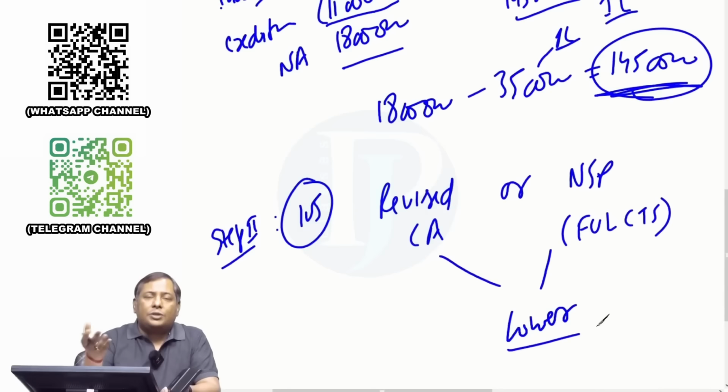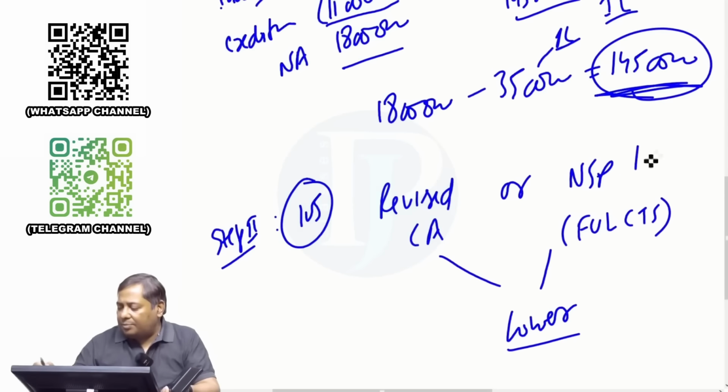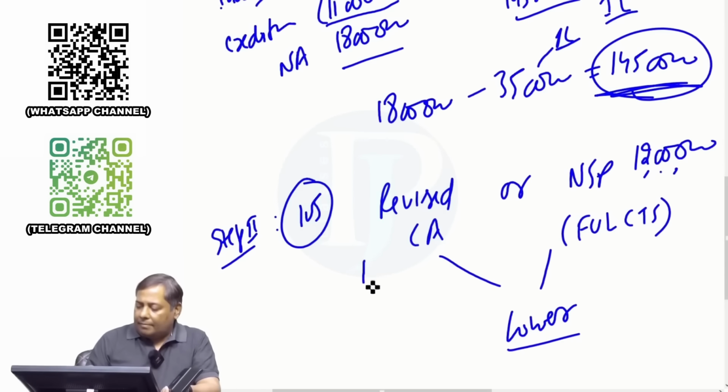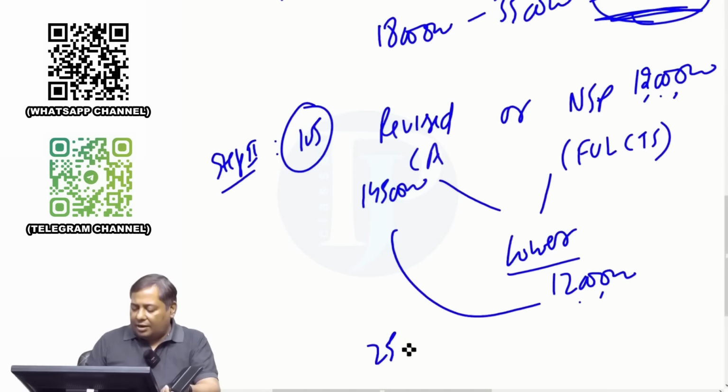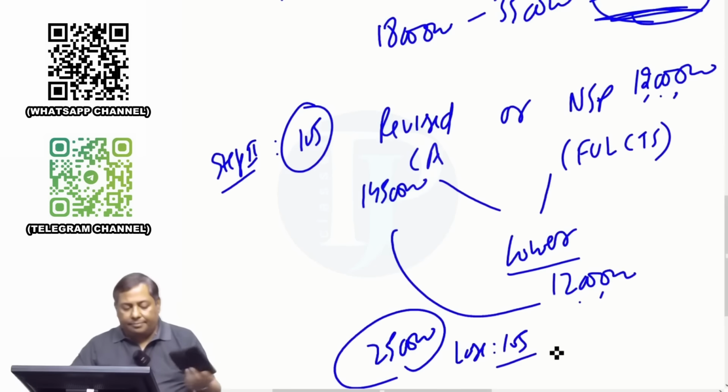We found out the NSP of the disposal group. So we found that its NSP is 12 lakhs. The revised carrying amount is 14.5 lakhs. Whichever is lower, 12 lakhs. The impairment loss is 2.5 lakhs. So this loss of 2.5 lakhs is of Ind AS 105.